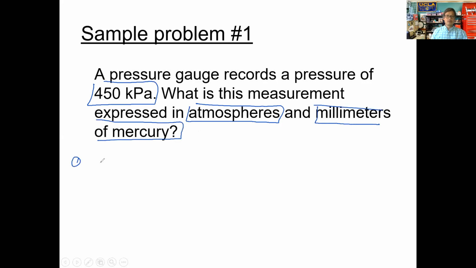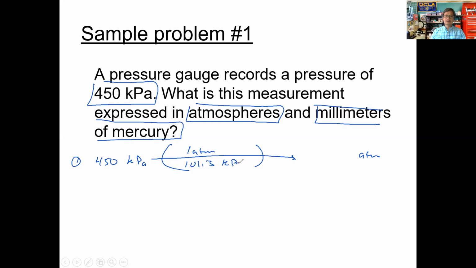Starting with 450 kilopascals, we want to convert that into atmospheres first. The conversion factor, based on the previous slide, is 1 atmosphere over 101.3 kilopascals. Let's plug that into your calculator: 450 divided by 101.3, and you end up with an answer of 4.44 atmospheres.